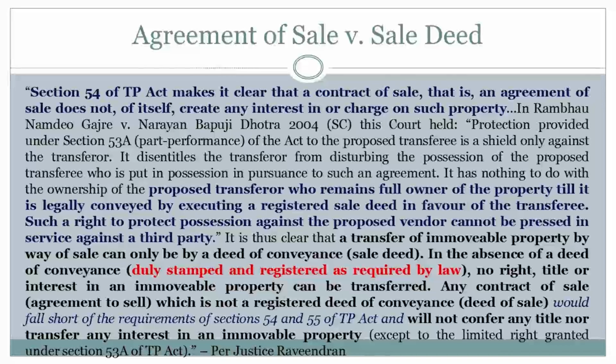Section 54 of the TP Act makes it clear that a contract of sale, that is an agreement of sale, does not of itself create any interest in or charge on such property. We know that. So a contract of sale or contract for sale or an agreement to sell, call it what you want, is not sufficient. You need a registered deed of conveyance, a deed of conveyance that is duly stamped and registered.